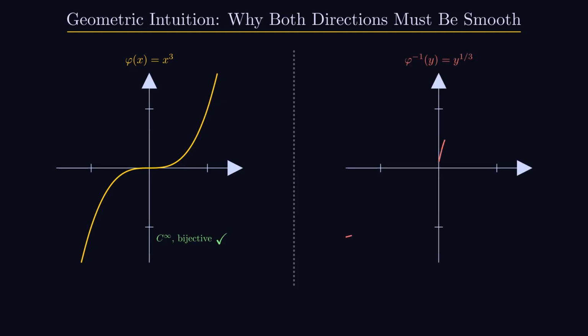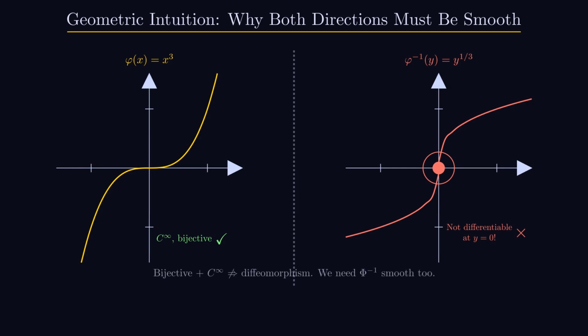The graph looks smooth everywhere except right at the origin, where both branches arrive with infinite slope, forming a sharp cusp. A function with a vertical tangent is not differentiable. This is the failure point. This single bad point at the origin disqualifies x cubed from being a diffeomorphism of R. The moral: bijective plus C infinity is not enough. We need smoothness of the inverse as an explicit, independent condition.